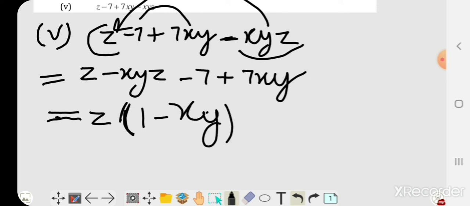Then in the last two terms, if I take minus 7 as common, this whole minus 7 is common now. So what remains here? 1. If I had taken 7 as common, then minus 1 would remain. 1. Then minus is common here, so this plus will become minus now. Minus xy.